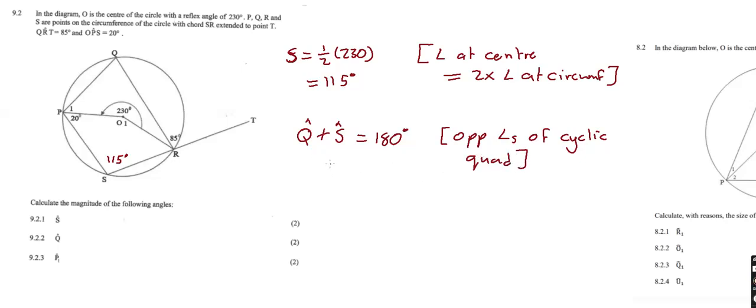So what does this mean? It means Q is 180 minus S, which is minus 115. And that gives us 65. And then lastly, we've got P1.